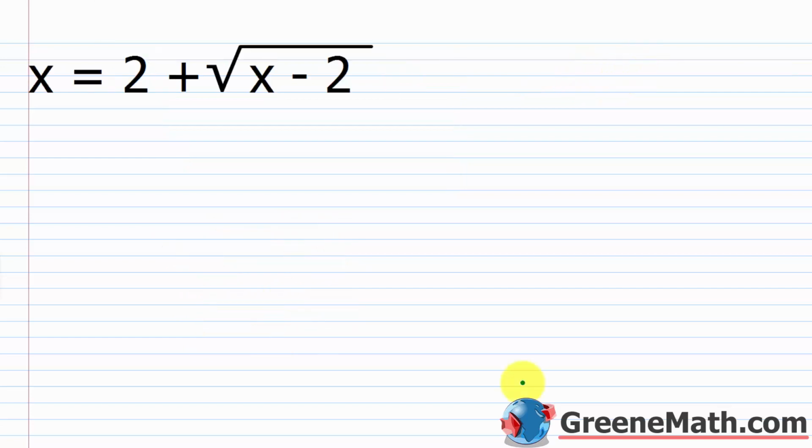All right, let's take a look at another one. So suppose we saw x is equal to 2 plus the square root of x minus 2. So again, the first thing I want to do is isolate the radical on one side of the equation.